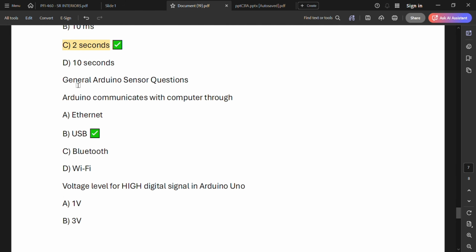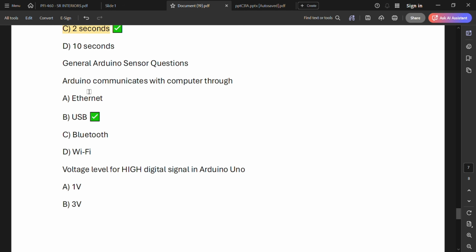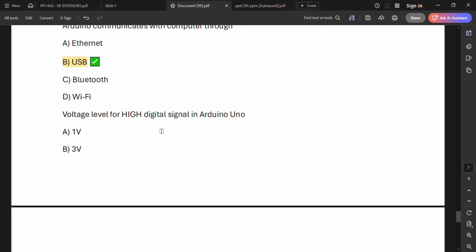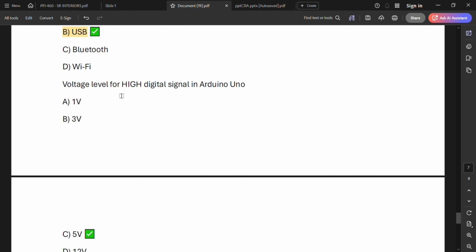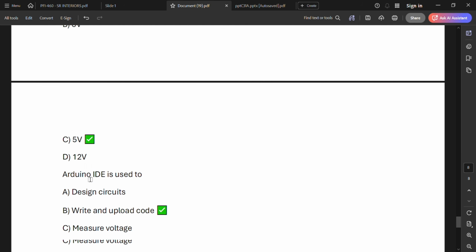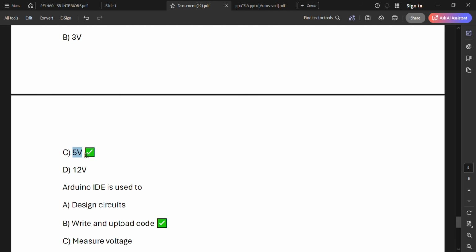Next question. General Arduino questions. Arduino communicates with the computer through Ethernet, USB, Bluetooth, or Wi-Fi. The correct answer is option number B, USB. Voltage level for high digital signal in Arduino Uno: 1 volt, 3 volts, 5 volts, or 12 volts. The correct answer is option number C.